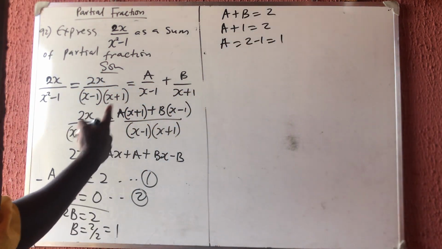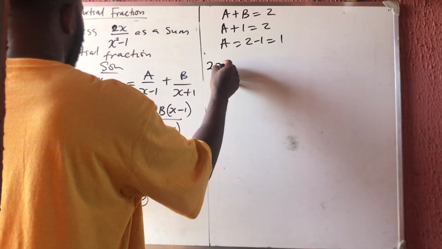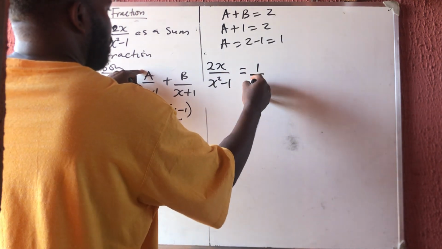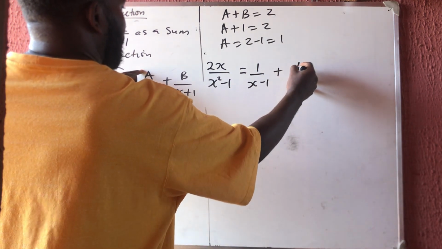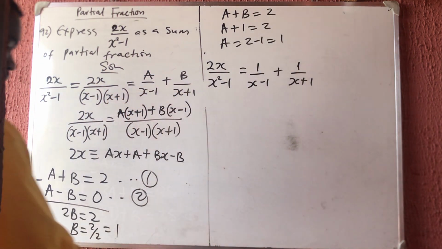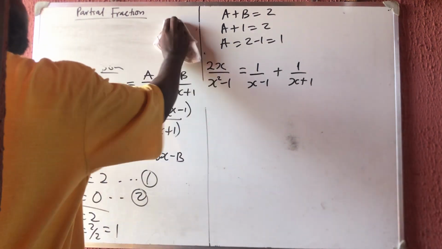So since I've gotten your a and b, go back and put it in your expression. So therefore, you see that 2x all over x squared minus 1 is equal to my a is 1 all over x minus 1 plus 1 again all over x plus 1. So that is the partial fraction. You see, it's very, very simple. We move to the next question.